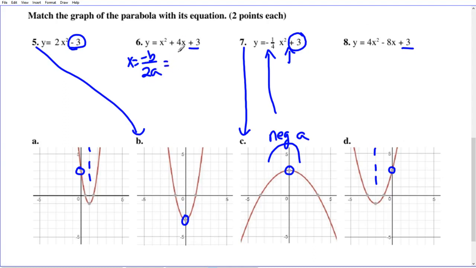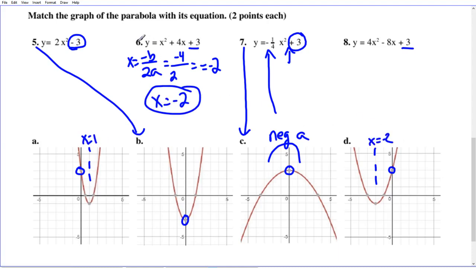So I'm going to plug it in here for number 6, since I've already written it down here. So opposite of b is negative 4 all over 2a. My a value is 1, so 2 times 1 is just 2, equals negative 2. So number 6 should be symmetrical across the line x equals negative 2. Well, that's not him. That's x equals 1. This is x equals negative 2, so number 6 matches up with D. So this is D, this was B, this was C, which kind of makes him letter A.